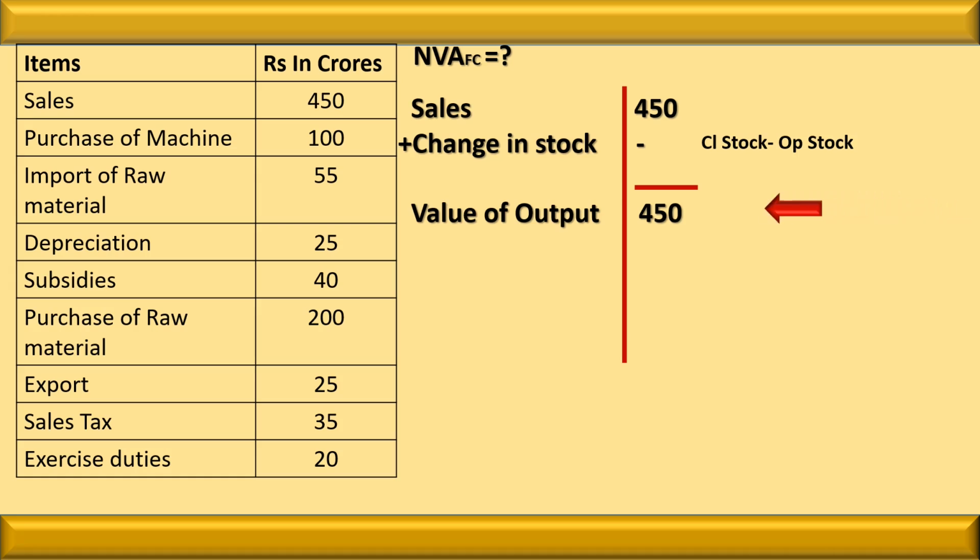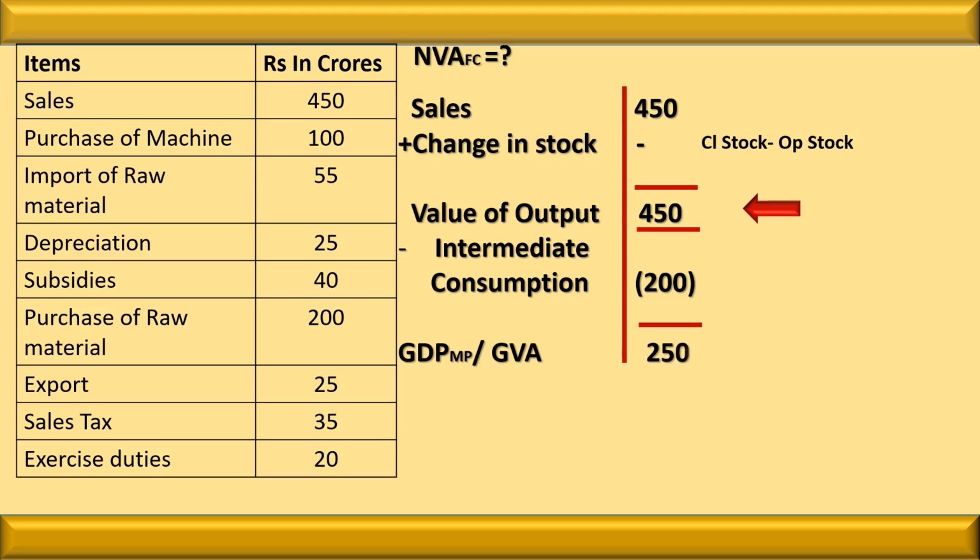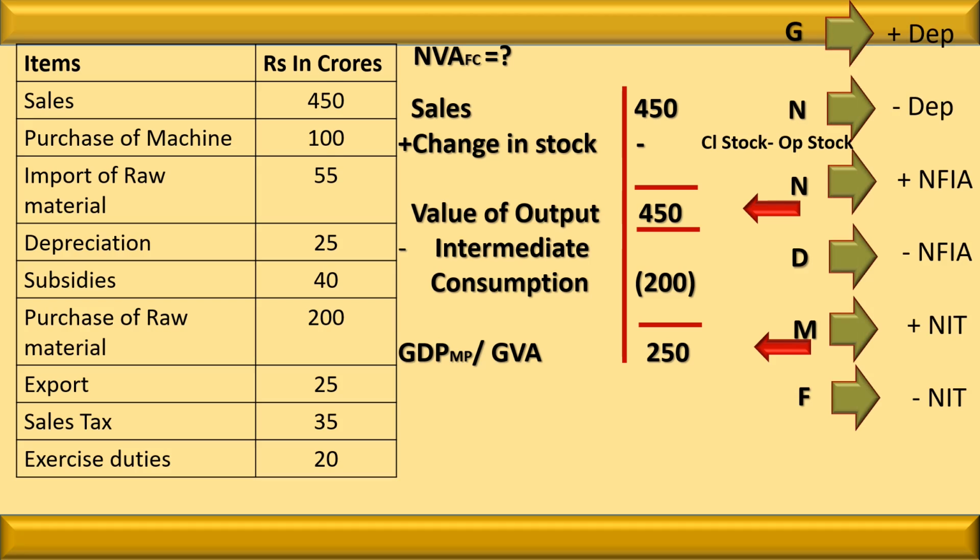What is the value of the output? 450 itself. Then we have to do what? We have to deduct intermediate consumption. Here the intermediate consumption is 200, that we can see. We will get GVA. What is the value of the GVA that we get? The value of the GVA is 250. Here we can see.